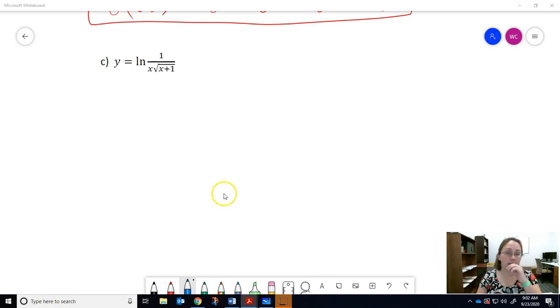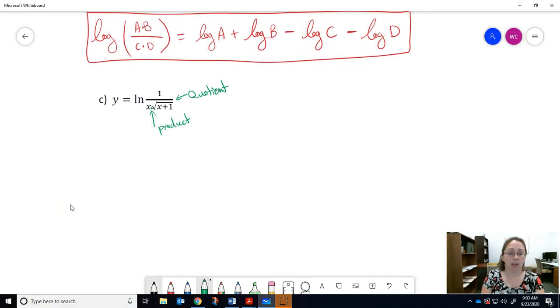So what log rules could we use to simplify this? Well, holding everything together, I see a quotient, but then in the denominator, what do we have? A product. So this is another case where we can use my little shortcut in the red box. I want you to pause the video and try this one. See if you can expand it and then come back and watch the video to make sure you got it right.